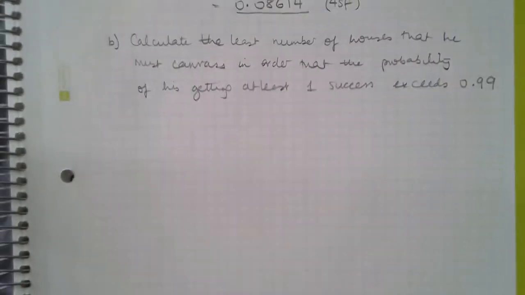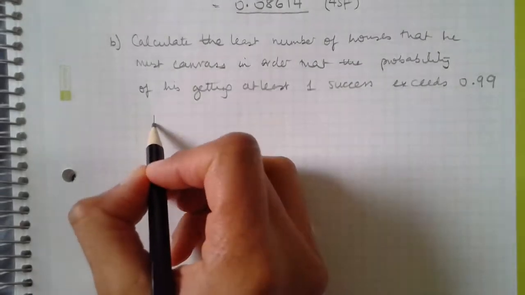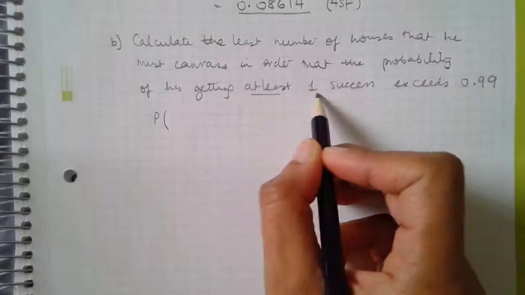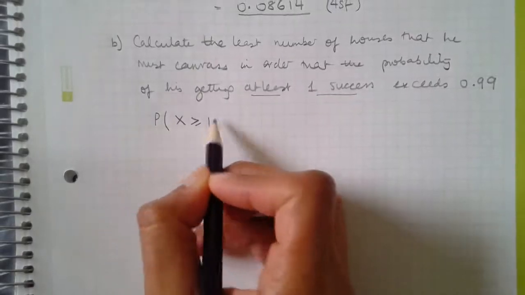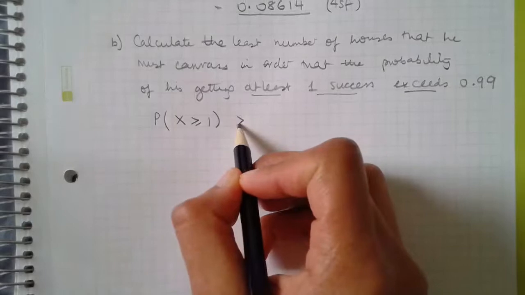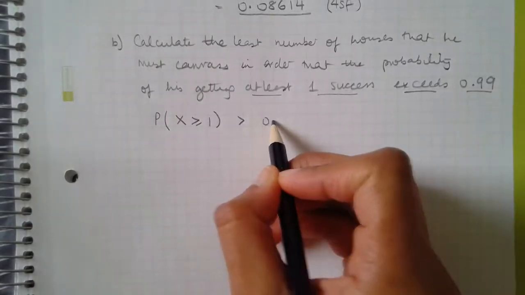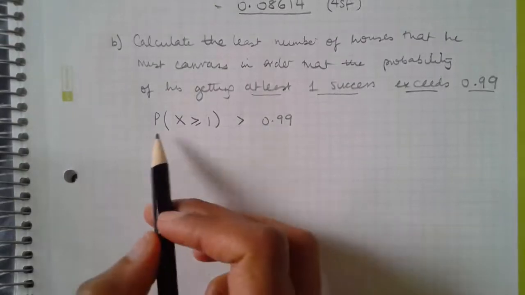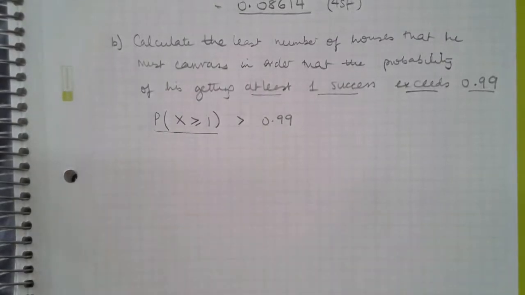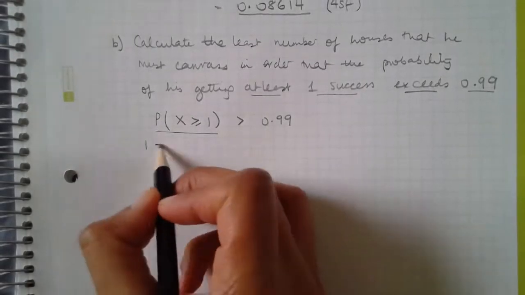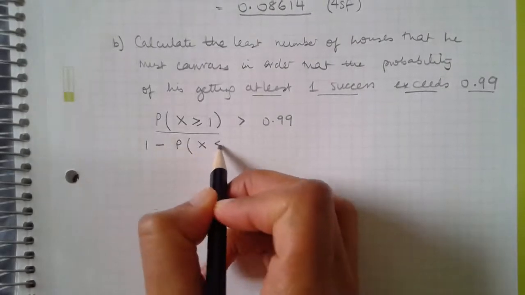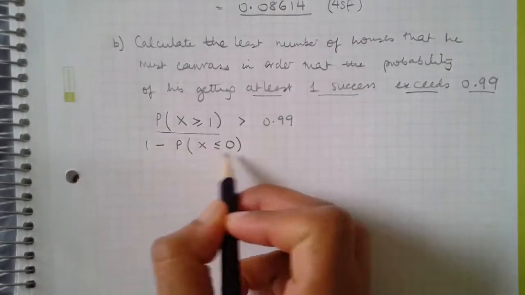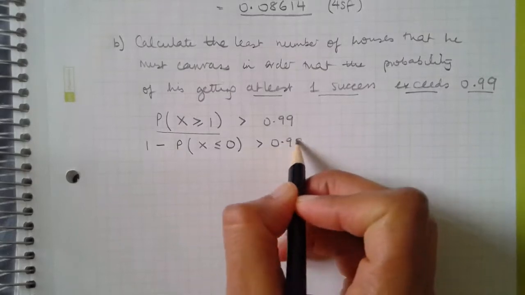So if we write down the notation in this case, it's the probability of him getting at least 1 success exceeds 0.99. Now this, again, we would have to rewrite as 1 minus. So it becomes 1 minus the probability that x is less than or equal to 0, which is the same as the probability x is equal to 0.